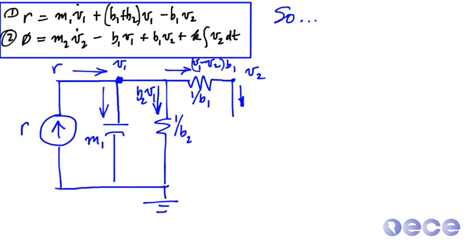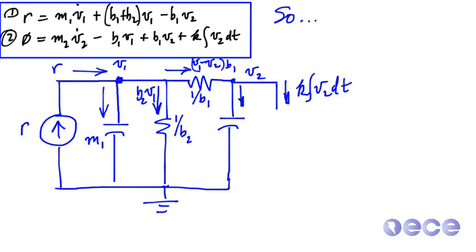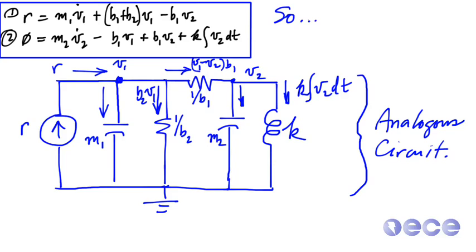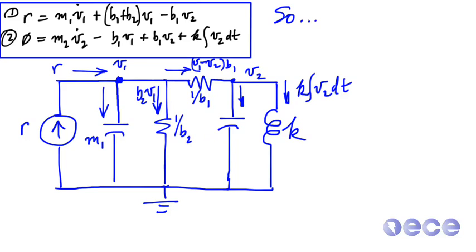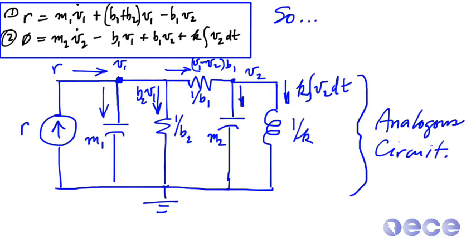So this current coming out of V2 will be divided in two ways. One of the ways that the current in V2 is divided is that it goes through this capacitance M2. And then the other way that the current is divided is that we're interested in the current through the inductor, so K times the integral of V2 dt. And remember that K here should be inverted. Let's fix that. So now we have our analogous circuit.